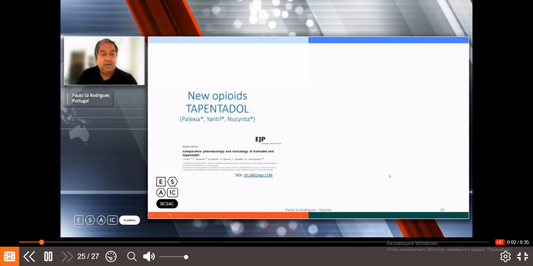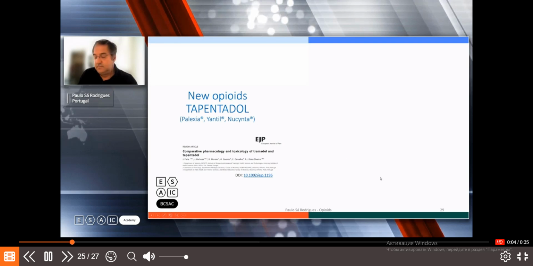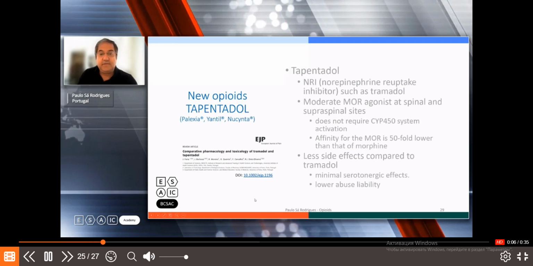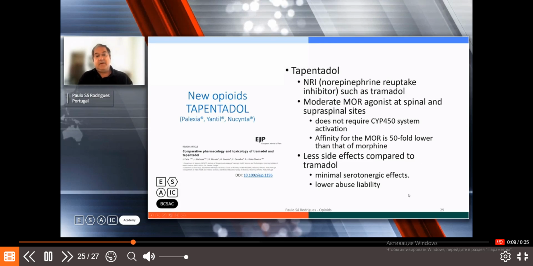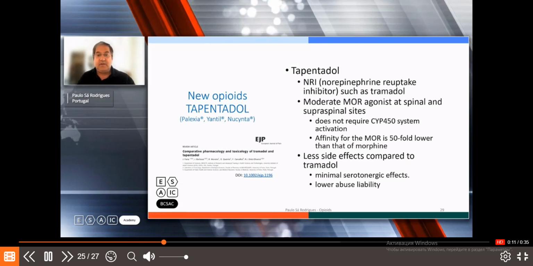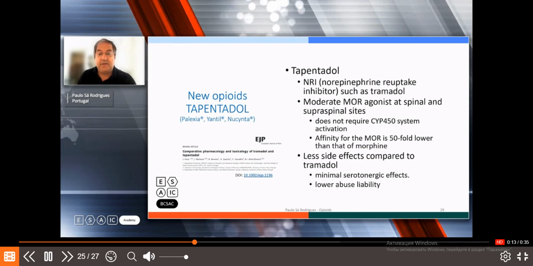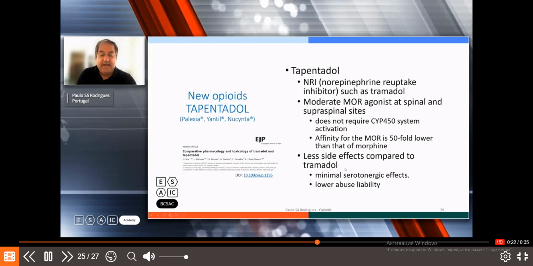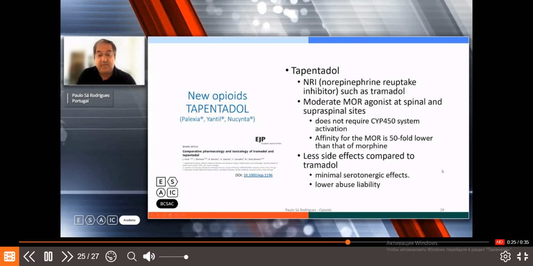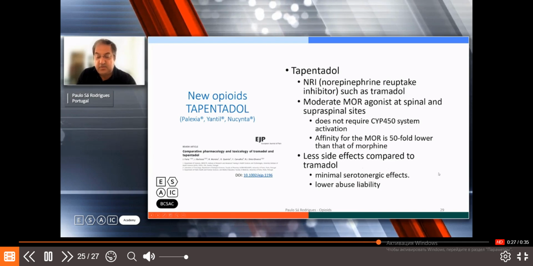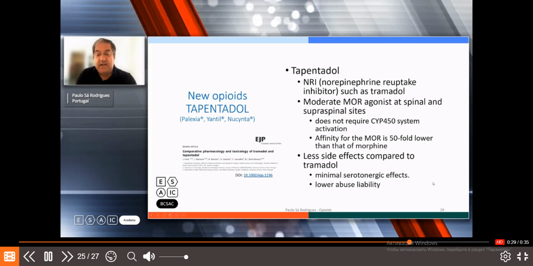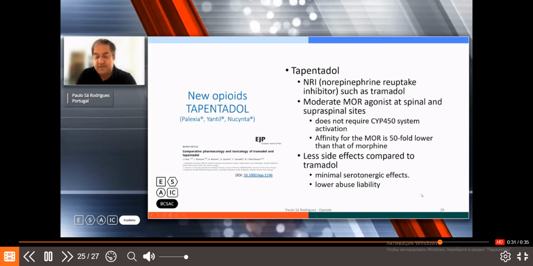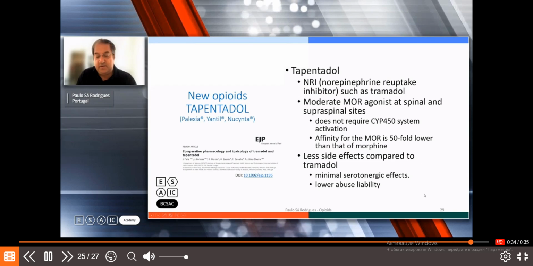Also, tapentadol, there are some trademarks referred. It's also, such as tramadol, a norepinephrine reuptake inhibitor. It has moderate mu-opioid receptor agonist effects at spinal and supraspinal sites, and mainly it has fewer side effects compared to tramadol, with minimal serotonergic effects and lower liability for abuse.